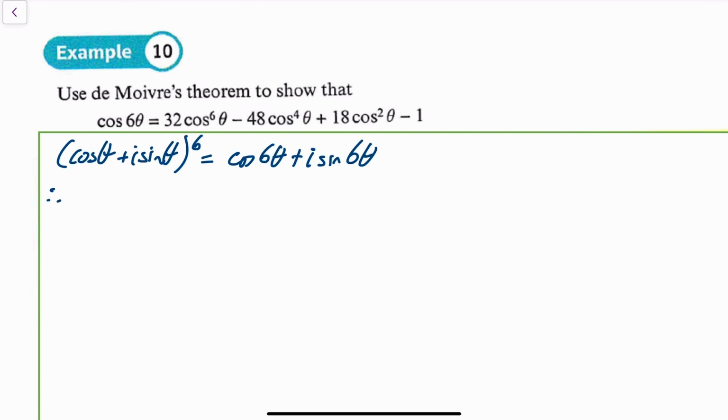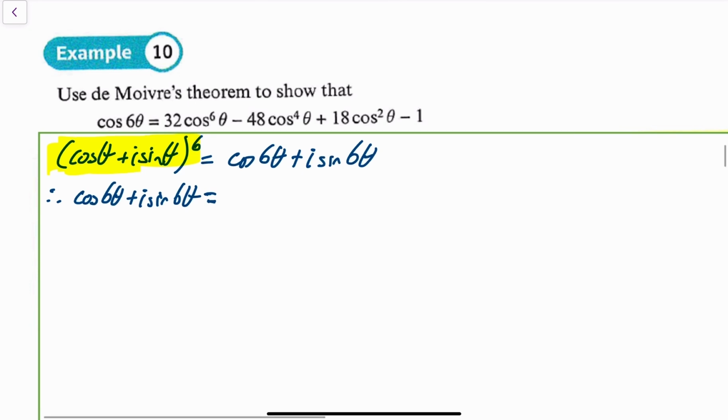Therefore, the left-hand side is the same as cos 6 theta plus I sine 6 theta. But if you expand this using your binomial, I'm just going to use Pascal's triangle. It's very quick to do. That's how we get these coefficients, so I'll work this out very quickly so you can see where they're coming from.